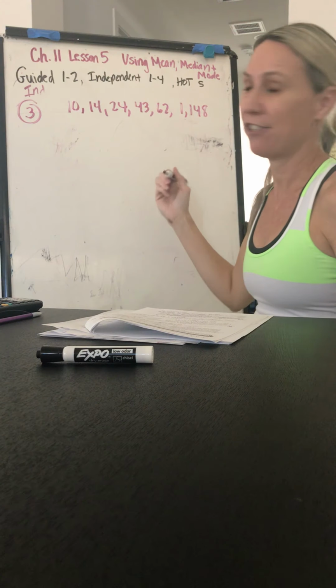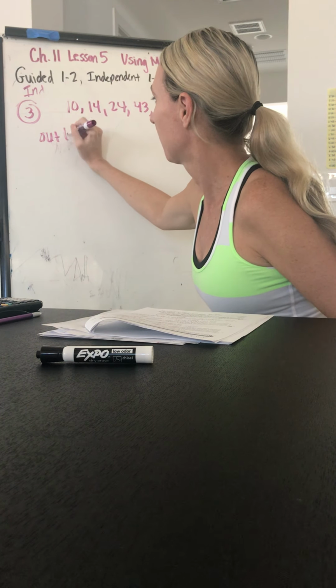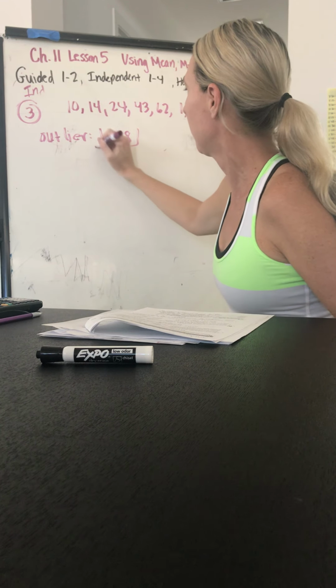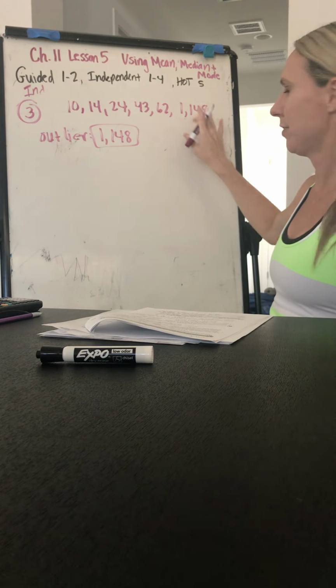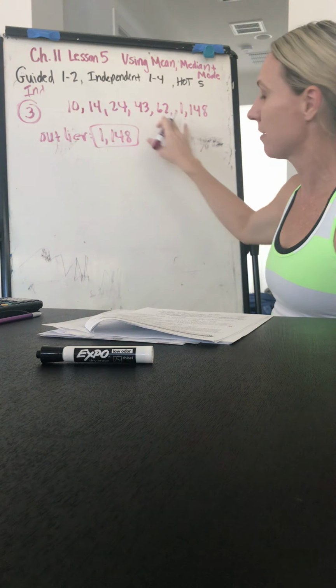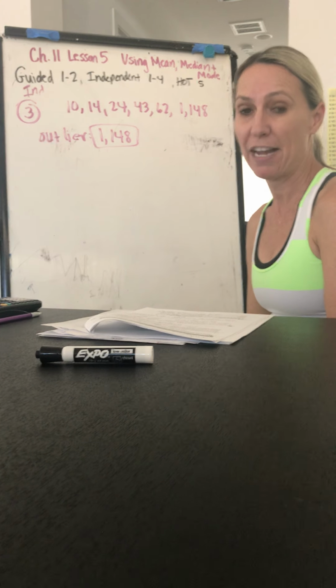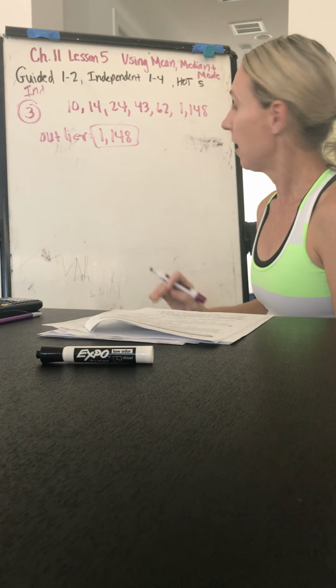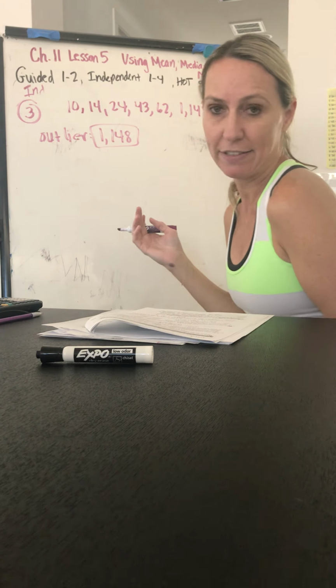Okay, so Bentley, where's your outlier here? Yeah, so the outlier is 1,148. That is a very, hopefully, obvious outlier. It's way big compared to these. So because of that, I'm automatically not going to use the mean, okay? Because it asks in B, how does this affect the mean?